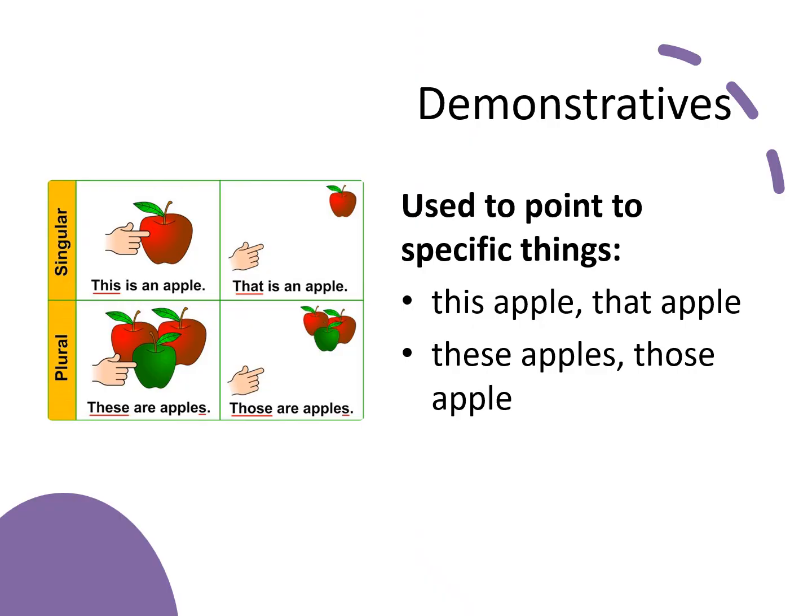Now, next we have demonstratives. Demonstrative determiners point to specific things. They are this, that, these, those. This apple, that apple, these apples, those apples. This and these are used for things that are near to us, and that and those are used for things that are far away from us. Example: this book in my hand, that building across the road.